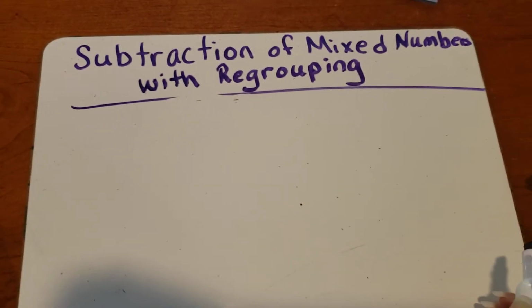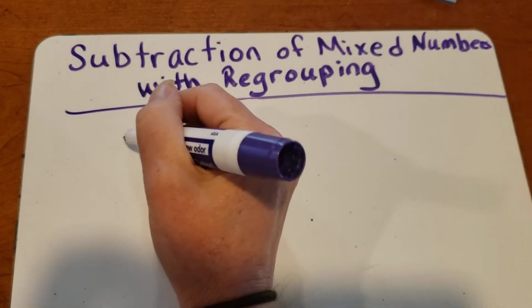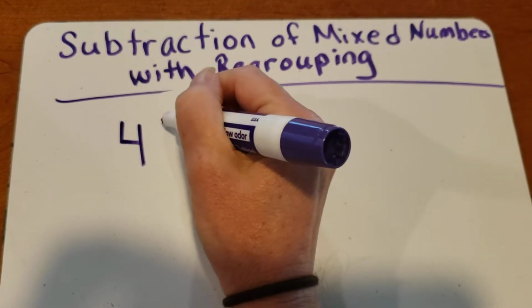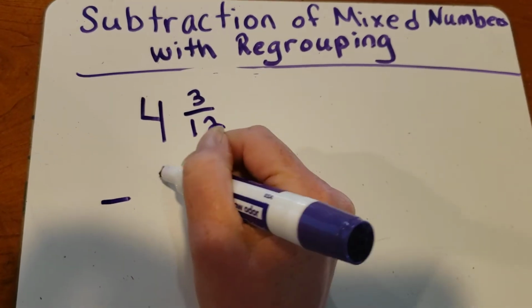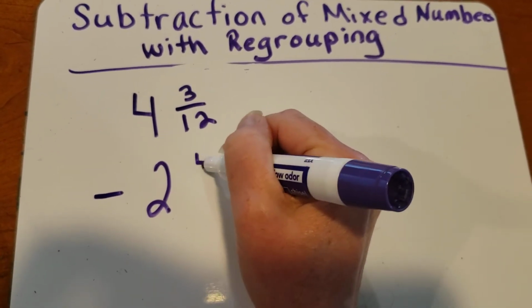Today we're going to work with subtraction of mixed numbers with regrouping. So I'm going to work with the fractions 4 and 3/12 minus 2 and 4/12.